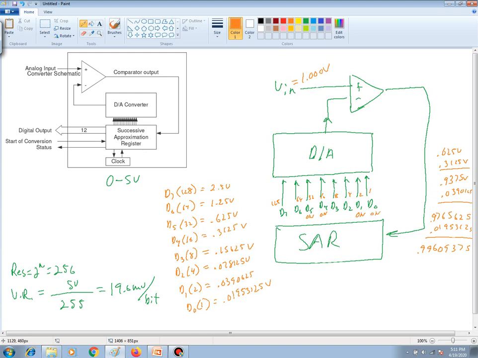Now the thing about it is that for an 8-bit successive approximation type of A to D, it's going to do 8 comparisons. But it's going to do 8 comparisons every time. If you have a 12-bit successive approximation A to D, it's going to do 12 comparisons every time. So the conversion times for this particular type of ADC are very consistent. That's why this type of converter is still in use, and it is still found.